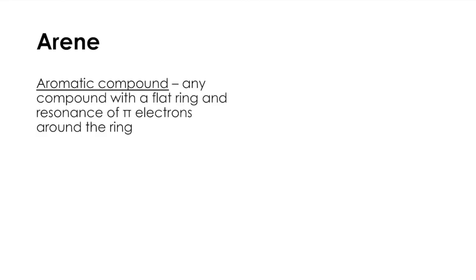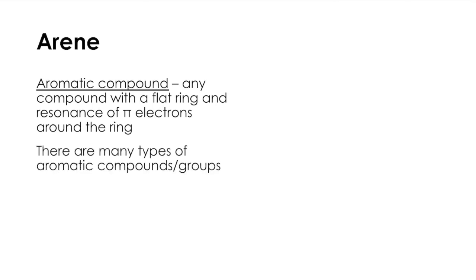Next, let's talk about arenes. Arenes are actually a subset of something called aromatic compounds. And an aromatic compound is a special type of organic chemistry molecule that essentially is a flat ring that has resonance of pi electrons. So the flatness and the fact that the pi electrons are resonating makes it very stable. So this is a very common thing to see.